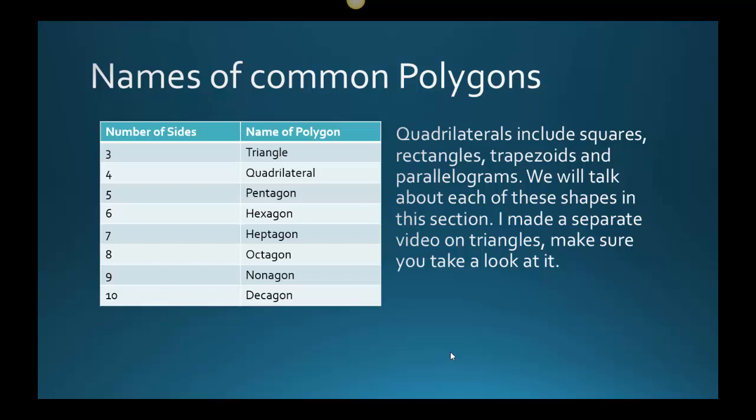3 sides is a triangle. 4 sides I call quadrilateral. Generally, I think if you say 4 sides, like in your head, you think square or rectangle. But because 4 sides can have different shapes to it, including a rectangle, square, a trapezoid, or parallelogram, just generally 4 sides we call quadrilateral. I will talk about that much deeper later, but for now we just want to say 4 sides is a quadrilateral. 5 sides is a pentagon, 6 sides is a hexagon, 7 sides is a heptagon, 8 sides is an octagon, 9 sides is a nonagon, and 10 sides is a decagon.